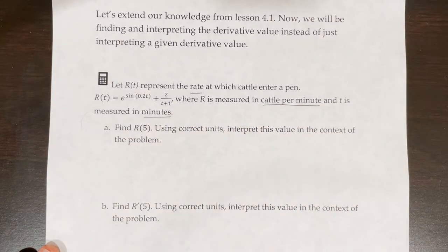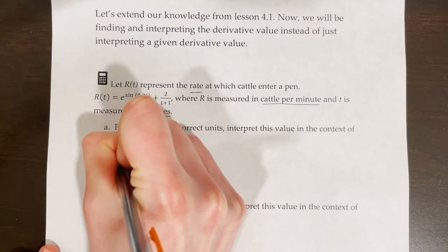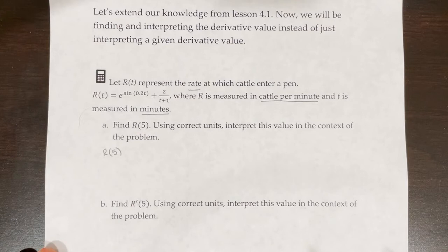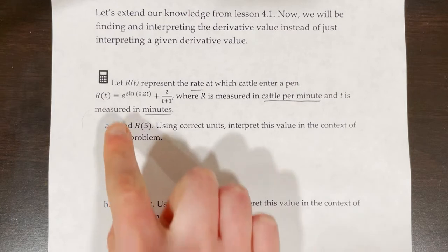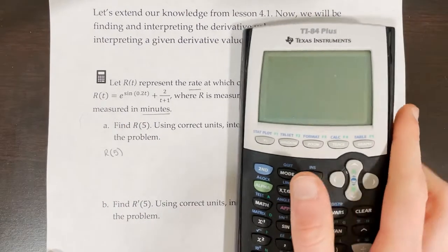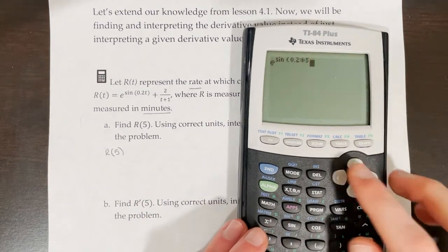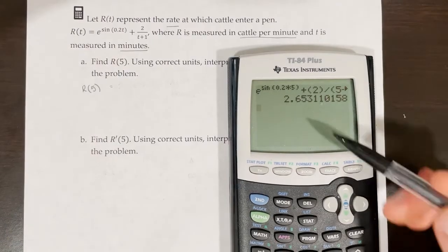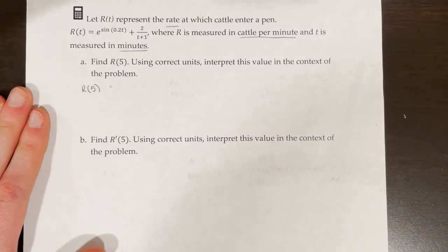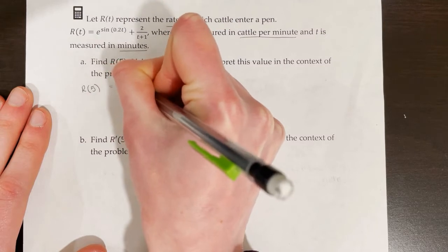So in part A, when it says find R of 5 using correct units, interpret this value in the context of the problem, the first thing I'm going to do is get R of 5. And because this is a calculator problem, thank goodness I don't have to calculate this manually. I can just get out my graphing calculator and plug 5 directly into that function. So instead of writing t, I will write a 5. So I will have e to the power of sine of 0.2 times 5 plus 2 over 5 plus 1. And that gives me 2.653. So when I write down my answer, I can round or truncate to 3 decimal places. R of 5 is equal to 2.653.